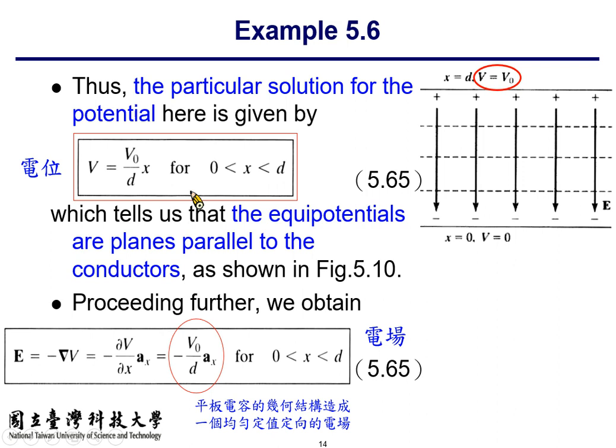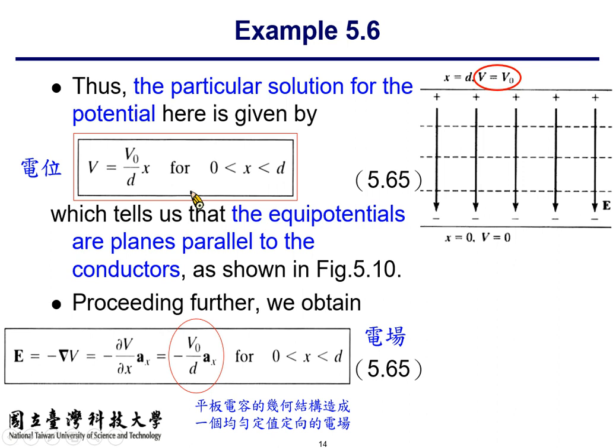And equation 5.65 here is the specific solution based on the geometry and the boundary condition, which are the known voltages on the top and bottom plates. So as you can see here, the electrical potential is a linear function of the position x and the weighting, which is V sub 0 over d. So it's a function of the voltage difference and the spacing d.